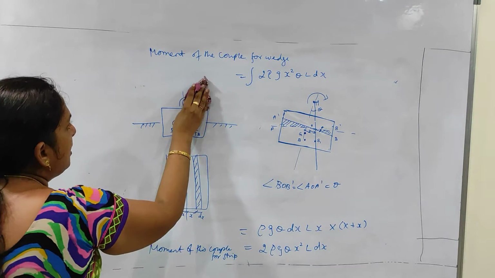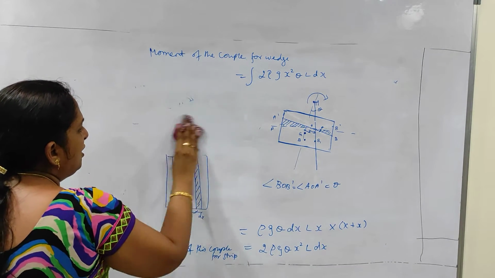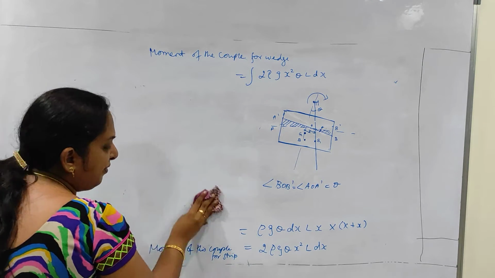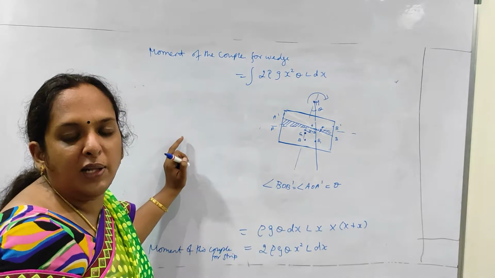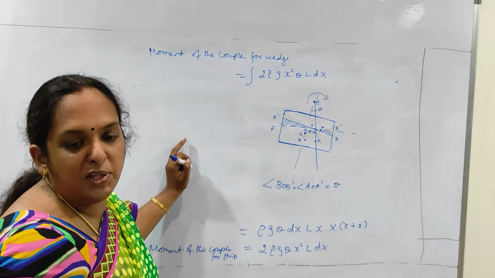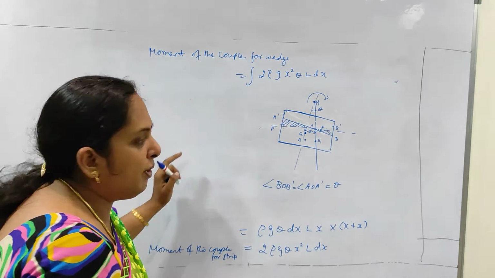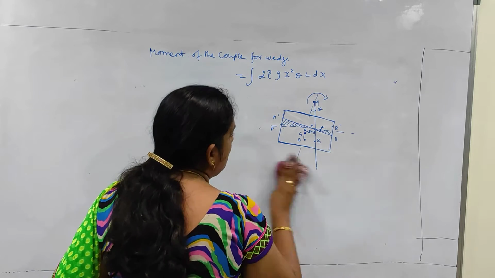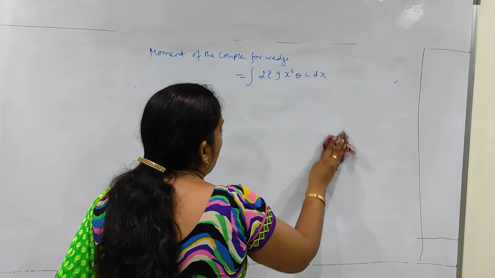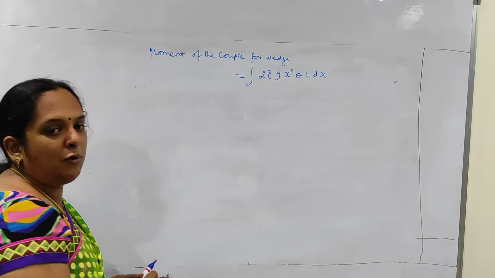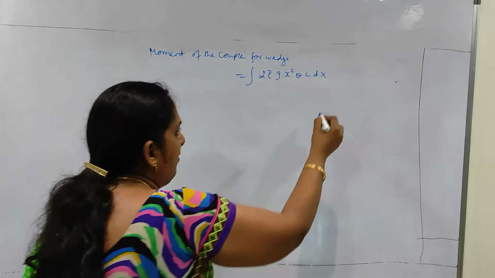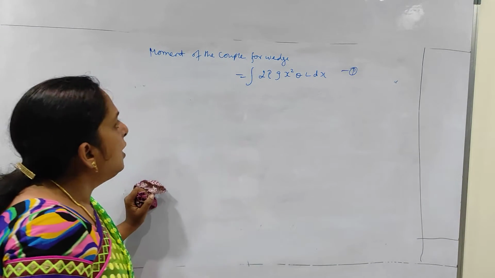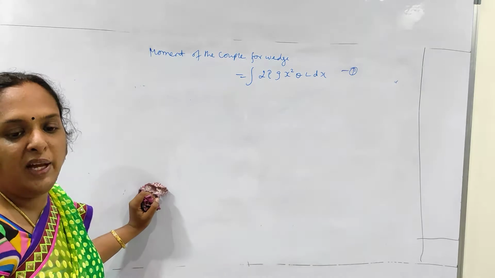But what I have told is that the moment of the couple of the wedge will be equal to the moment of the couple due to the shifting of the center of buoyancy. So the moment of this couple because of the strip has to be equal to the moment due to buoyancy. So let this be my equation 1, that is the moment of the couple because of the wedge.